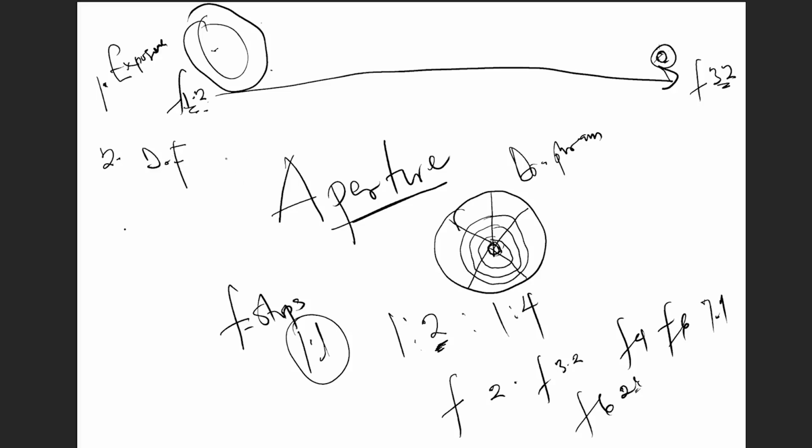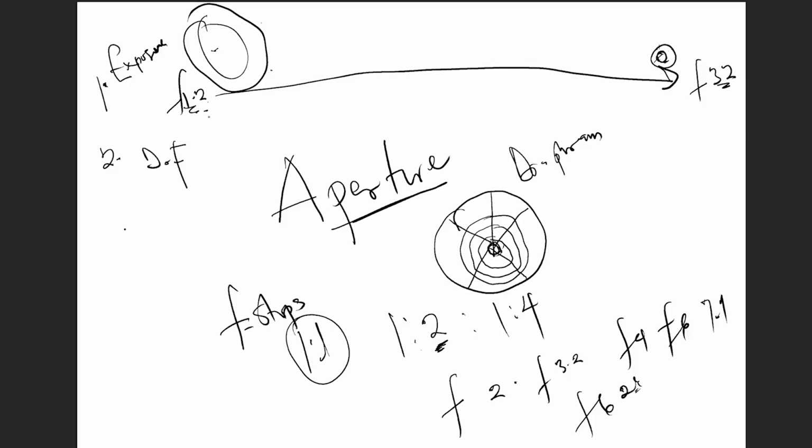So the second thing we use aperture for is to control the depth of field. Depth of field simply refers to the amount of things that will be in focus in a picture. The amount of things that will be in focus in an image is referred to as depth of field. So we use aperture to control that.